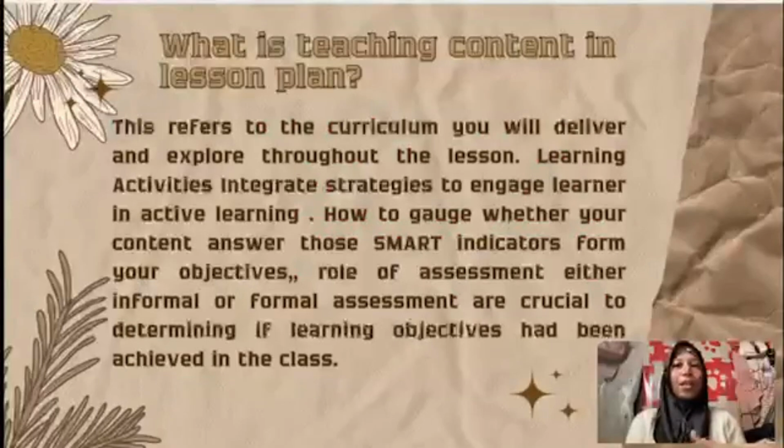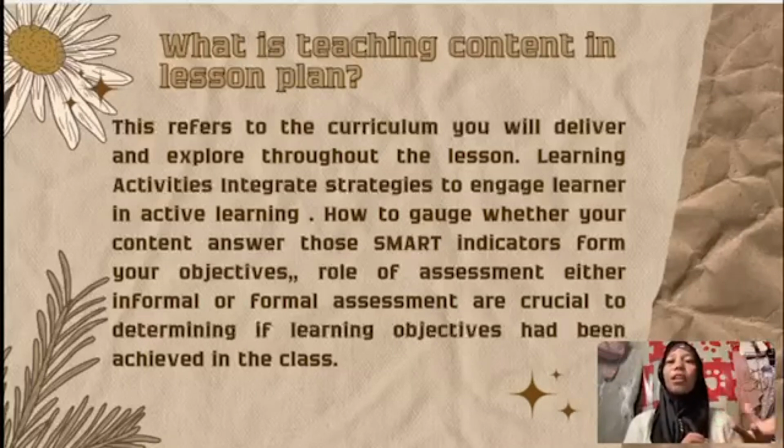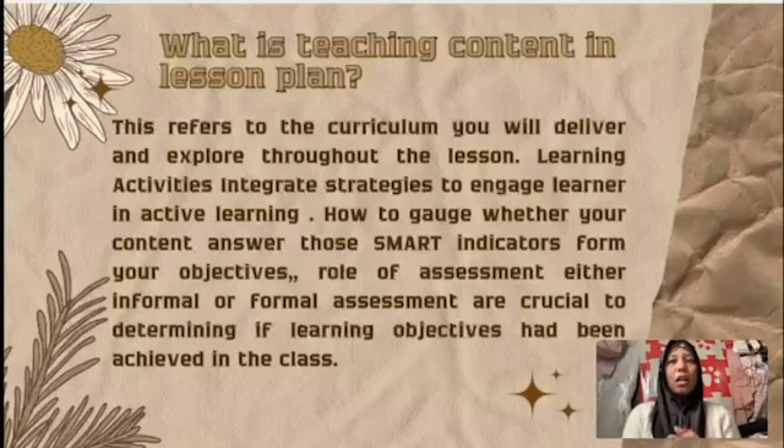So today, I'm going to discuss teaching content in lesson planning. So, what is teaching content in a lesson plan? This refers to the curriculum you will deliver and explore throughout the lessons. Learning activities integrate strategies to engage learners. So it means what the teacher is going to teach in the class, the main topic, ideas or skills that the students need to learn.